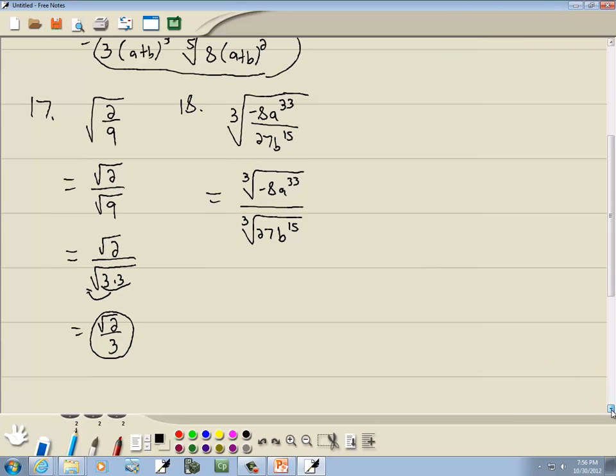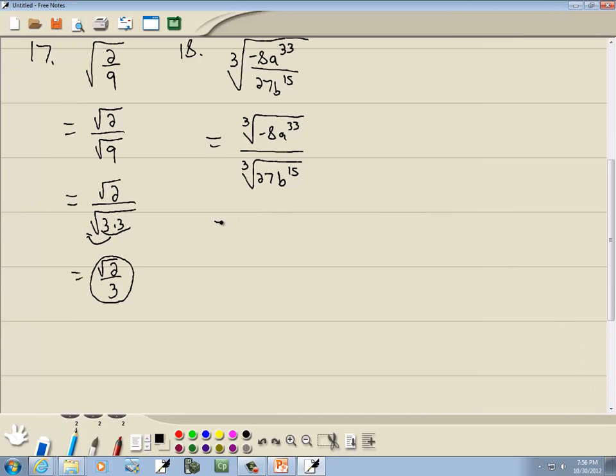Now by breaking this up, we can focus on each piece separately, and that helps a little bit. Now up on top, our index is odd, and we got a negative number. Remember, we said we can just take negatives and bring them out of the radical, assuming your index is odd. Now 8 is 2 times 2 times, well, 3 2s. And then we got a to the 33rd.